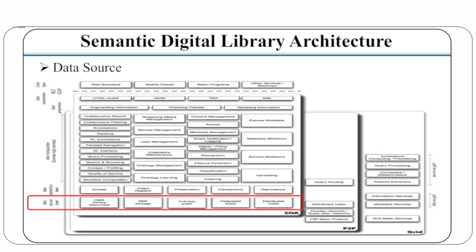Data source layer. The data source layer represents the data repositories used for the semantic digital library, which include RDF storage for metadata storage and conventional storages for binary form of the resources. It also includes full text index storage and separate services required for managing distributed and local data.